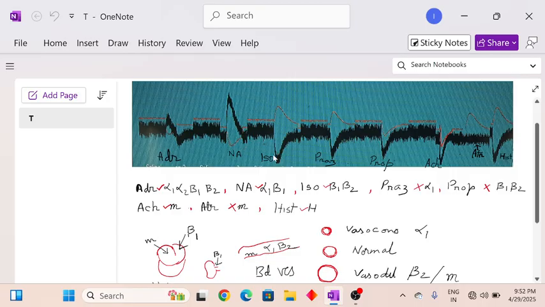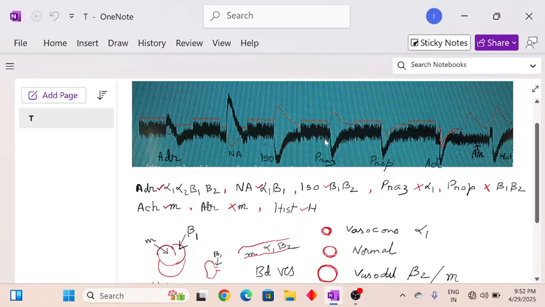Coming to the next drug, it is isoproterenol. Isoproterenol stimulates beta 1 and beta 2 receptors. Due to stimulation of beta 2 receptors, there will be vasodilation and fall in blood pressure, and due to stimulation of beta 1 receptors, there will be increase in the heart rate. So, isoproterenol decreases the blood pressure and increases the heart rate.